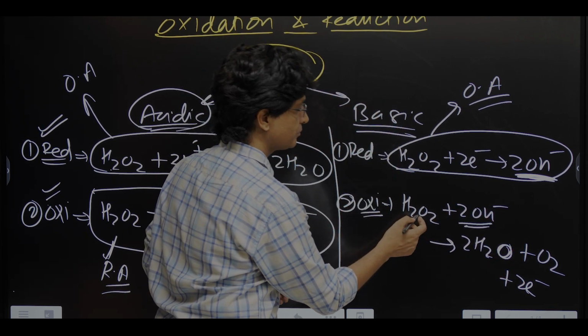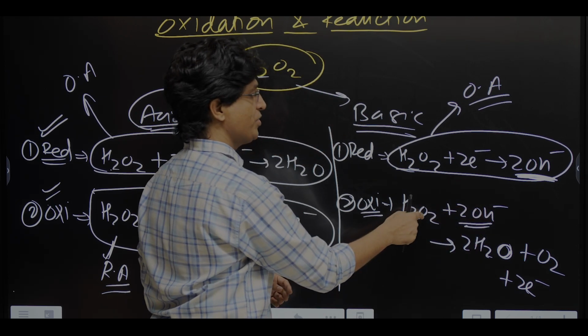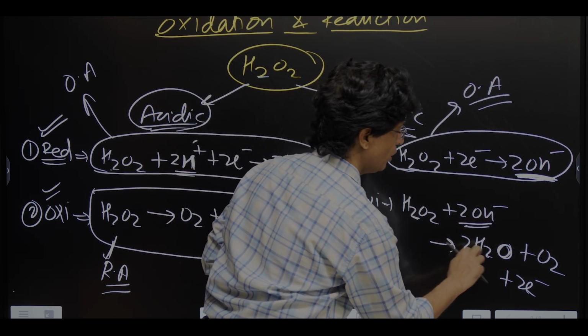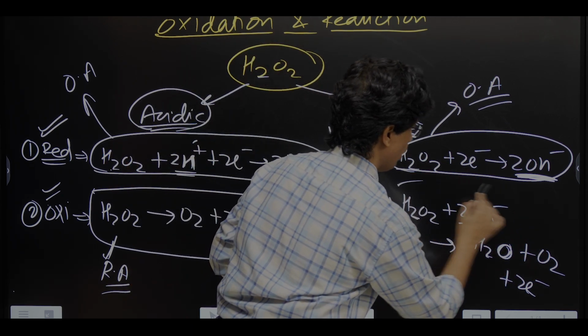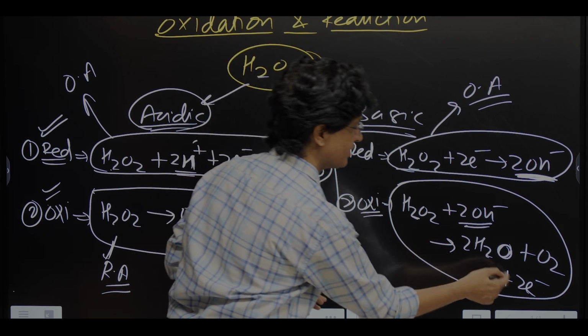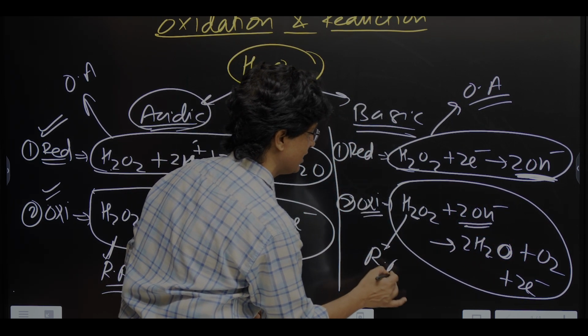Hydrogen how many? 2 and 2, 4. Here also 4. Oxygen how many? 4. Here also 2 and 2, 4. So equation is balanced, but over here you can see that H2O2 is releasing the electrons, so it will be acting as a reducing agent.